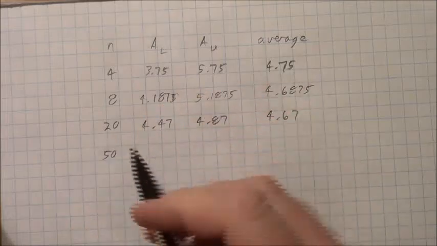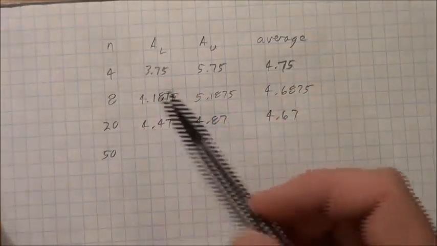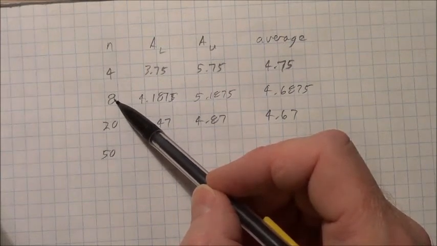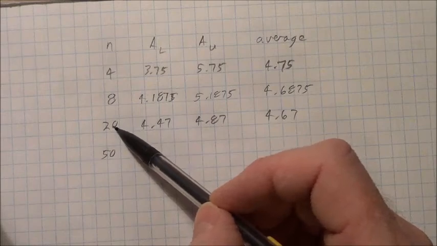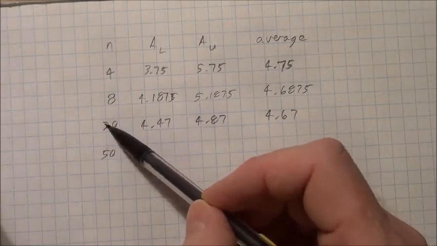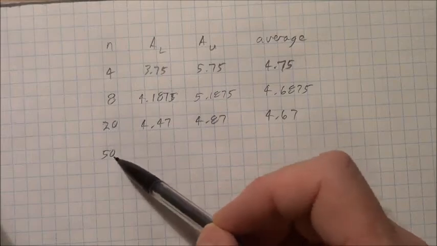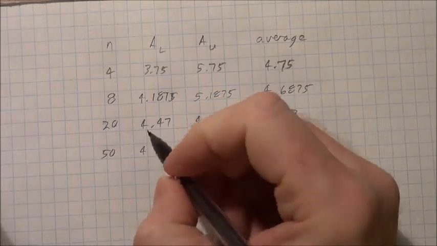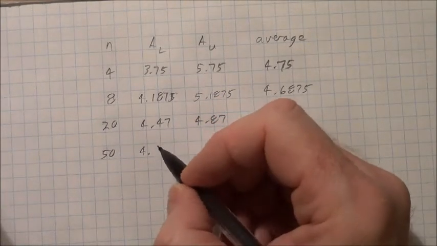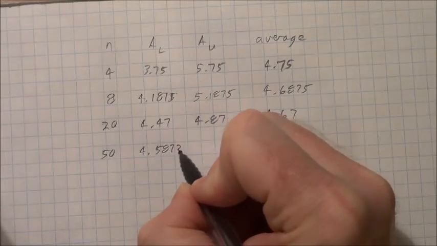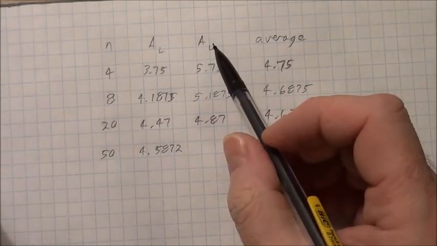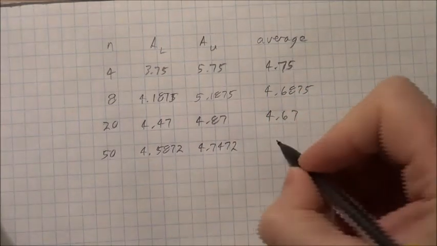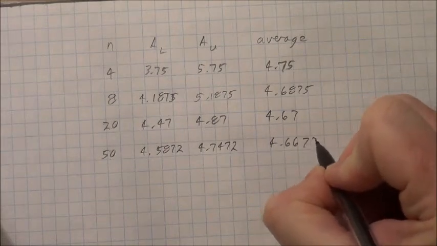And then if we jumped up more to 50, obviously we could probably calculate 8 and it wouldn't take us a whole lot of time. If we calculate the upper and lower areas of 20 rectangular strips, that would take us a much longer time, and then even 50 even longer. So that's why we let technology do that for us. The area of those lower rectangles when there were 50 subintervals would be 4.5872, and the area of the upper rectangles was 4.7472, and the average of those was 4.6672.